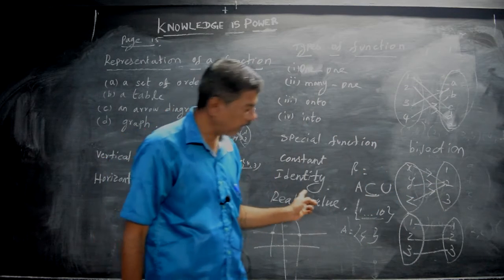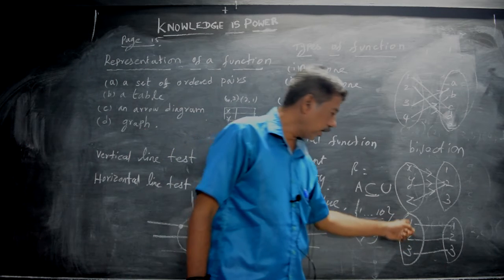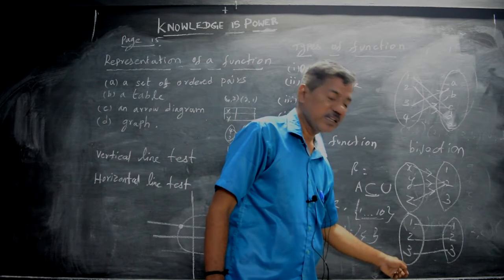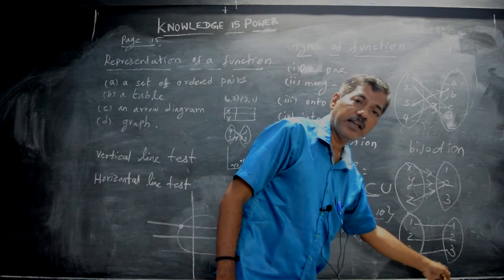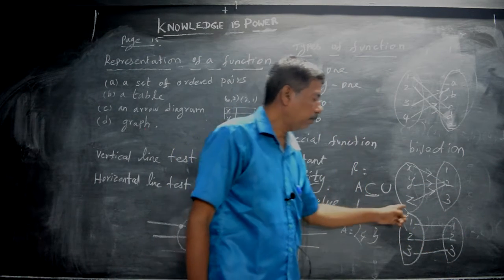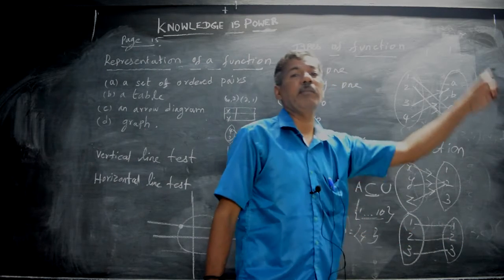Identity function, what I told: the elements that are in the domain, the same elements should be in the codomain, and each element is mapped to itself.